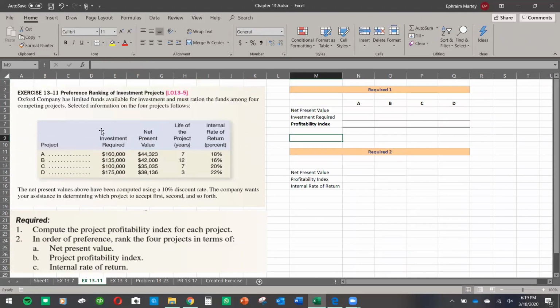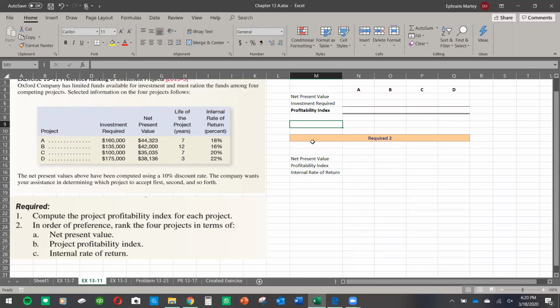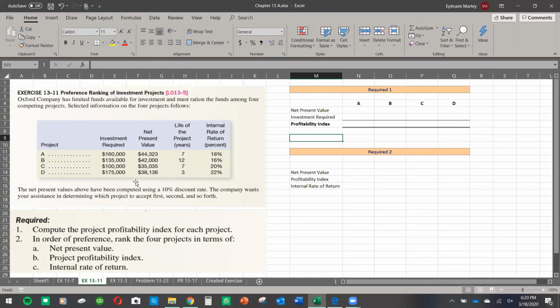But yes, we have here the company. We want to know which profitability index is preferable. Okay. And profitability index is net present value divided by investment required. Net present value divided by investment required.